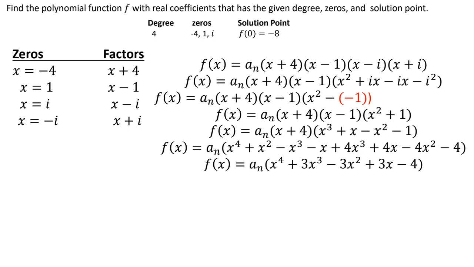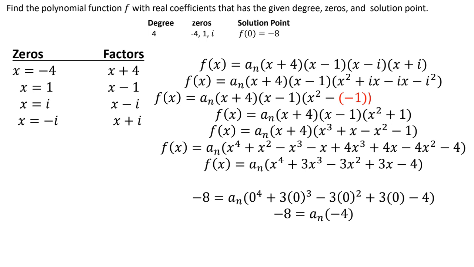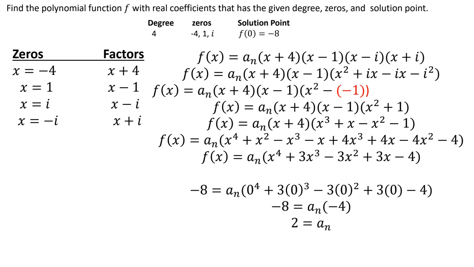And I'm going to use the solution point. The solution point says that if I plug in 0 for x here, the y value or the answer should be -8. So I'm going to use that in order for me to solve for my a sub n. Again, my y value is supposed to be -8, and everywhere I see x, I'm going to plug in 0. And when I do that, I get -8 is equal to a sub n times -4. So to solve for a sub n, I'm going to divide both sides by -4, which means that a sub n is 2. So now I can multiply that leading coefficient to my polynomial to get my final answer.